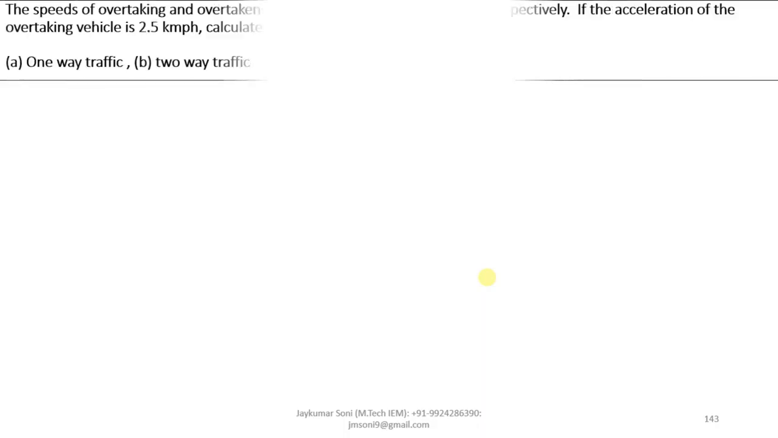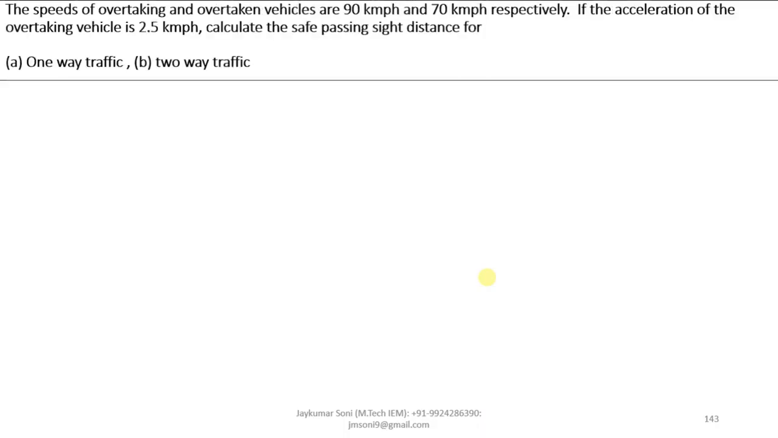Now let us move towards another section of this part, which is calculating the OSD for both scenarios, one-way traffic and two-way traffic. Let us understand the statement of the example. First of all, what is written over here: the speeds of overtaking and overtaken vehicles are 90 kmph and 70 kmph, meaning capital V and VB are given. Acceleration is given in kmph. We need to convert this into meter per second by dividing it by 3.6, and we just need to calculate OSD for one way and two way.